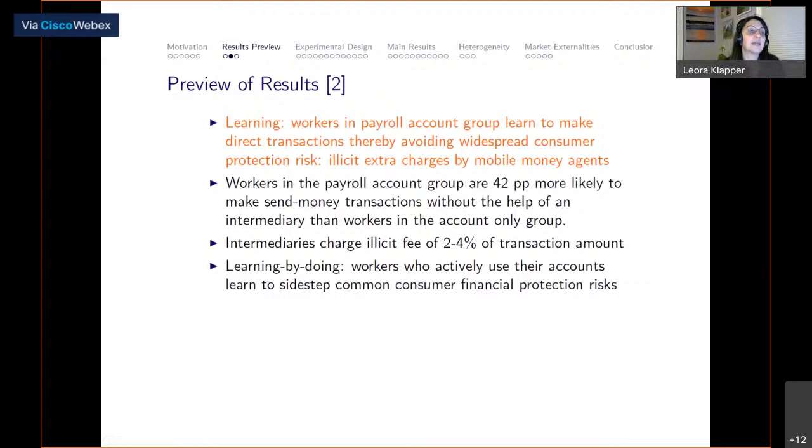Secondly, we're interested in the use of mobile money agents. Workers in the payroll account group, we find, learn to make direct transactions themselves, and therefore avoid this widespread consumer protection risk, the illicit fees I discussed. Workers in the payroll group were about 42 percentage points more likely to make transactions themselves without the help of an agent, as compared to workers who only received a mobile money account. And again, here is just a way of sidestepping common consumer financial protection risk.